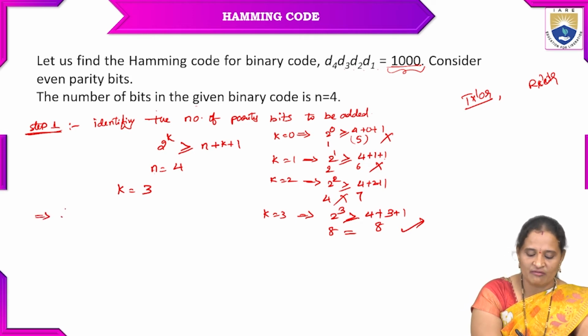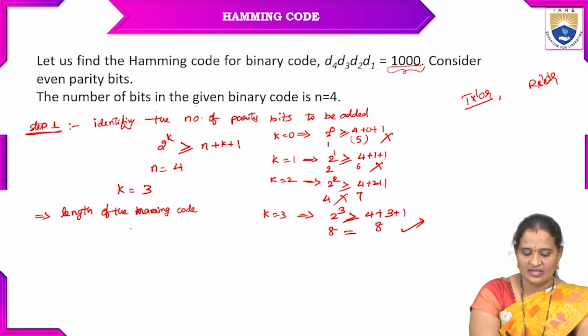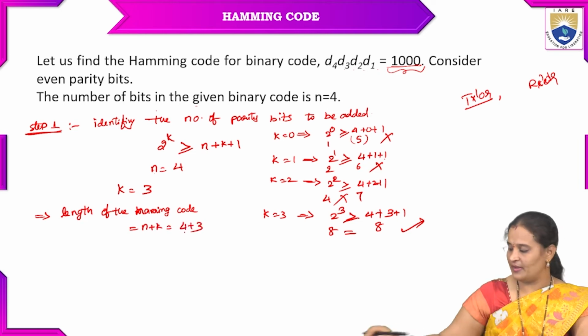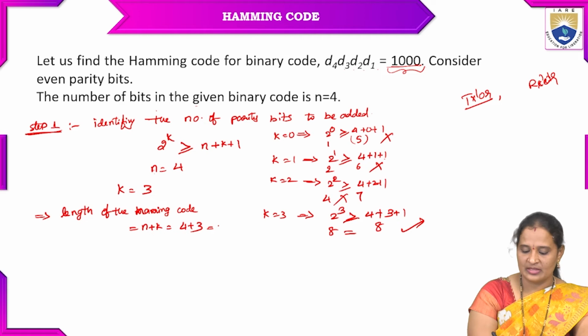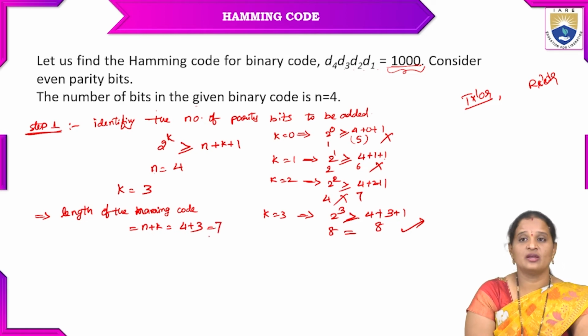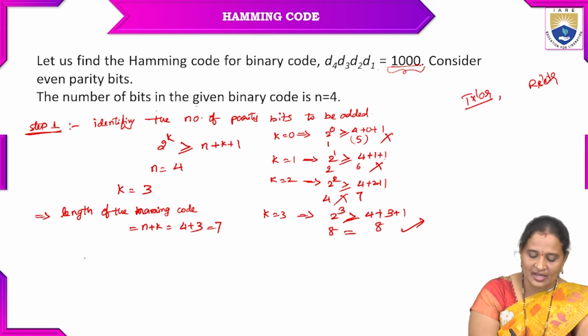Now what is the length of the Hamming code? Length of the Hamming code is equal to n plus k, which is 4 plus 3, which is equal to 7. 7 is the resulting Hamming code length. So here, now step 2.